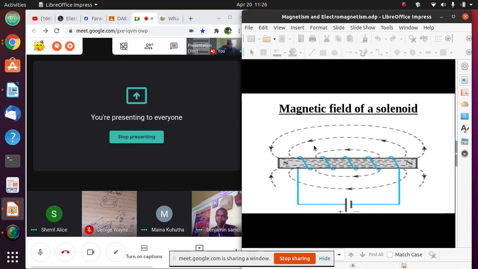In the conductor, the direction of the current was the thumb, so that our fingers can show us the direction of the magnetic field. But in a solenoid, these fingers will now be in the direction of the current, and then this thumb will now show us the direction of the magnetic field inside the solenoid. So go find out how we find the direction using the screw rule and the grip rule.